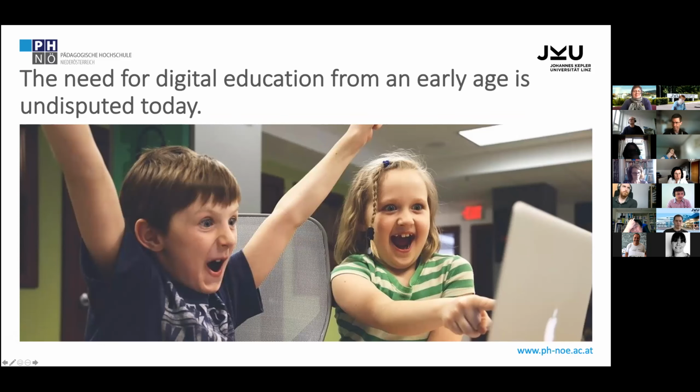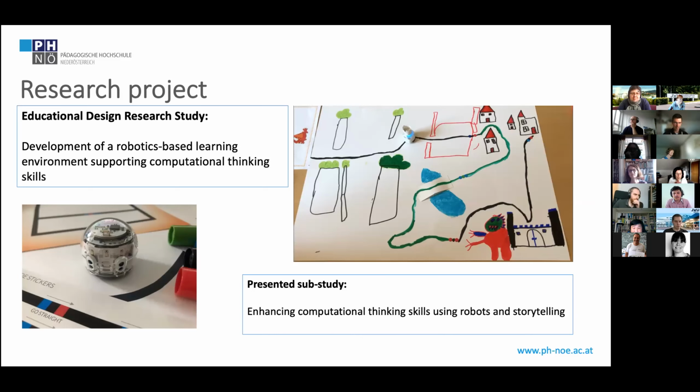The need for digital education from an early age is undisputed today, and since it is planned to anchor computer science education in the Austrian primary school curriculum, research into teaching methods and content suitable for this area is becoming increasingly necessary. For this reason, we developed a research project with programmable robots, using the method of digital storytelling to promote the introduction to computer science education in primary schools.